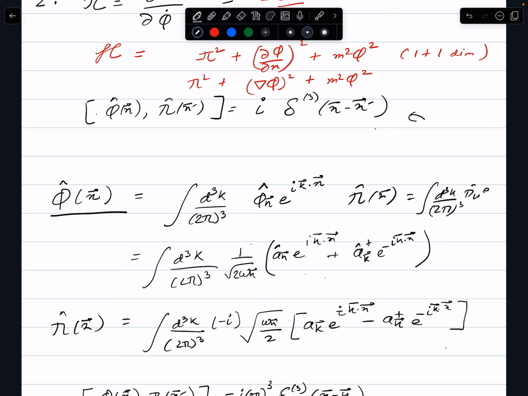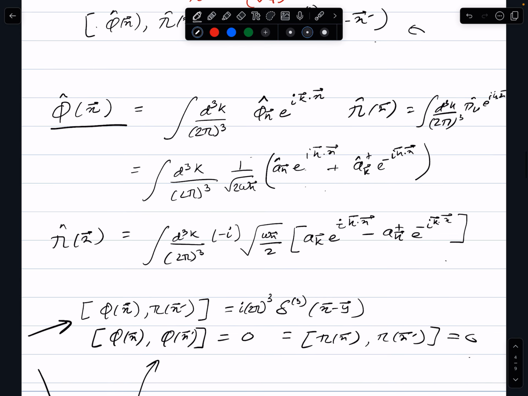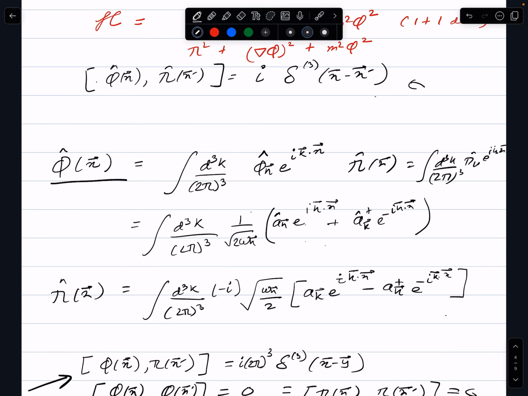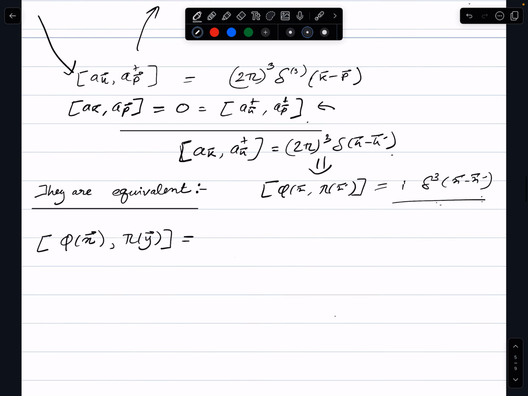So you agree that I can take some operator and I can always Fourier transform it. You will also agree that for any operator phi x, and similarly pi x, I Fourier transform it, and I get two operators phi k and pi k, and then I define, let me go to the end and do this.